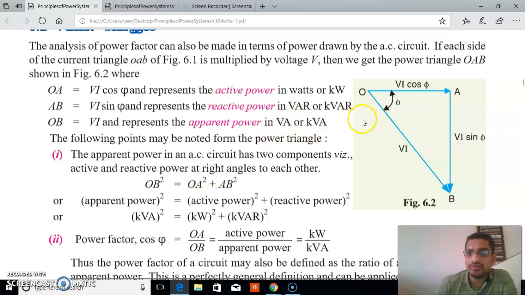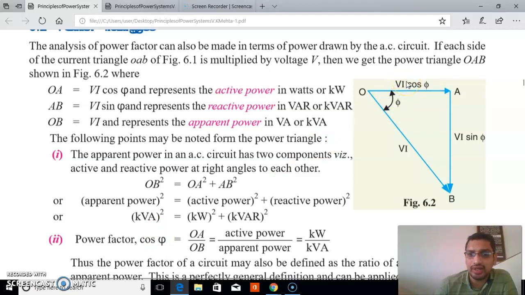From this triangle we can say that OB square is equal to OA square plus AB square. OB means apparent power, so apparent power square equals OA, the active power square, plus AB, the reactive power square. Writing in units, the apparent power unit is kVA, so kVA square equals kW square plus kVAR square.